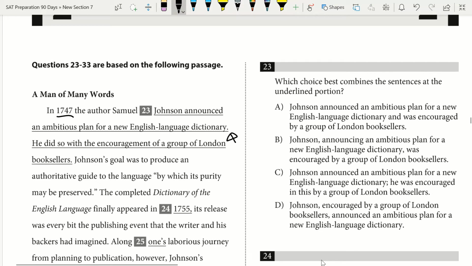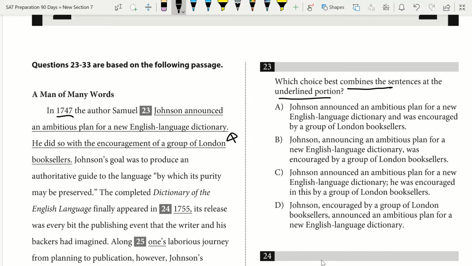Okay, I see I have two sentences. They're both underlined. I have a period here, which tells me I'm probably combining the sentences. I see that I'm asked to combine the underlined portion. So I have, in 1747, the author Samuel Johnson announced an ambitious plan for a new English dictionary. He did so with the encouragement of a group of London booksellers.